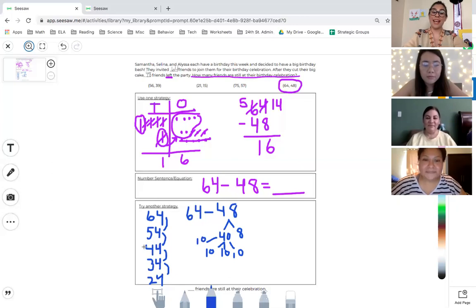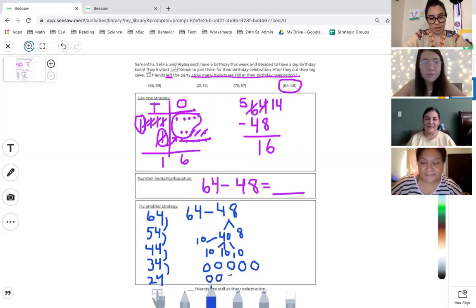And then she went to the side and she showed how 64 minus 10 is 54, 54 minus 10 is 44, 44 minus 10 is 34, and lastly, 34 minus 10 is 24. And so she had 24, and then she used counters, and this is why it's the Hernandez strategy, because it's a mix of that counting back and counters, right, drawing to really visualize that. So she drew 8 counters, 1, 2, 3, 4, 5, 6, 7, 8.